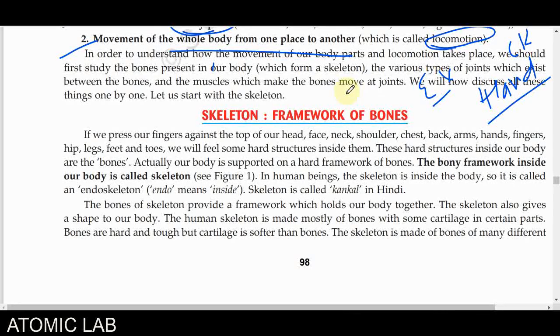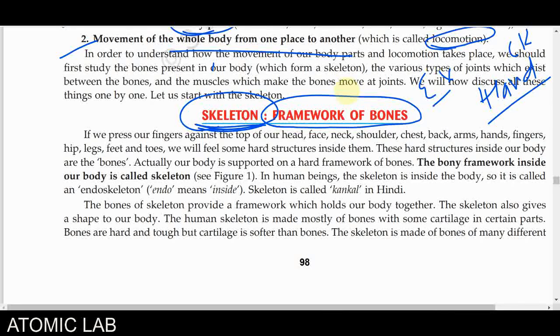As we know, in the internal part of our body, our body is generally made of bones, and there are a large number of bones. They allow movement in our body. So we will be discussing the skeleton. I think you all know the meaning of skeleton. The skeleton is the internal structure of the bones of human beings. We can say it is the bony framework, or the framework of the bones, that is known as the skeleton.